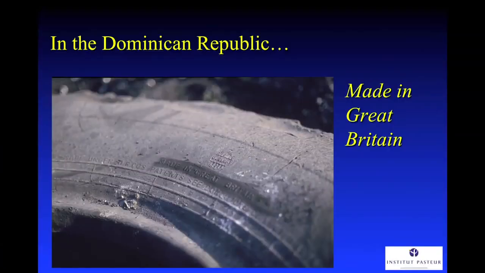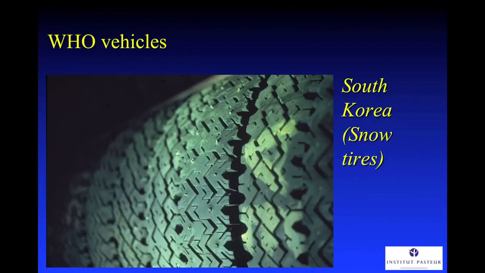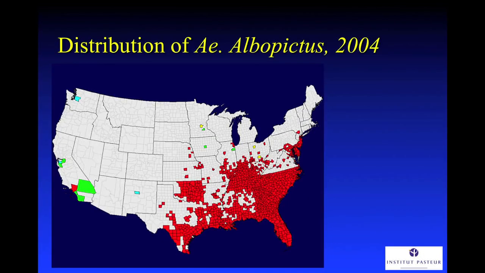This was a British tire. This one is obviously an extinct species. It was made in the GDR. This was an interesting one. These were snow tires. You can see the tungsten studs. Then it hasn't snowed in the Dominican Republic for a long time. And there was one made in France. So this was a distribution of Alba Pictus in 2004. I should have really put a more up-to-date one.